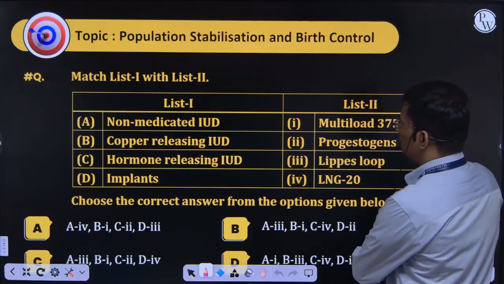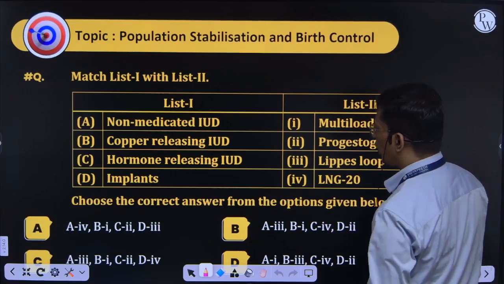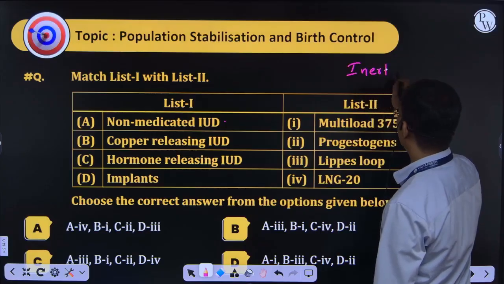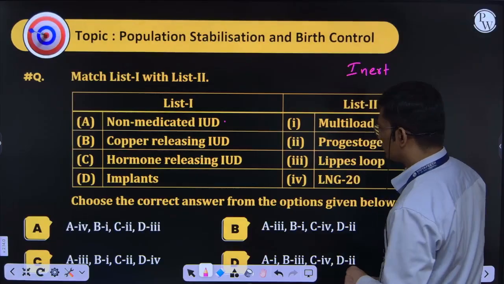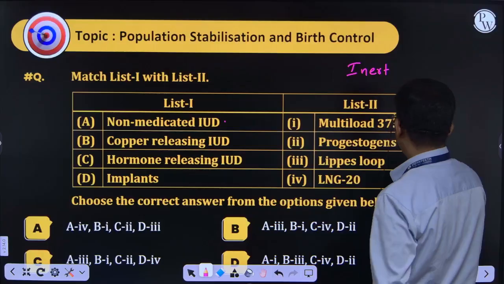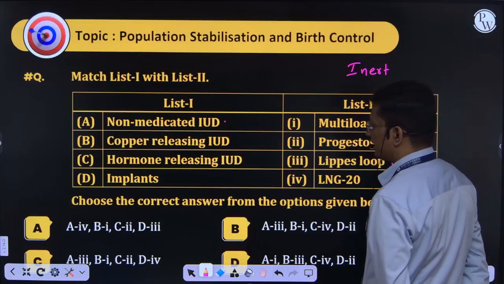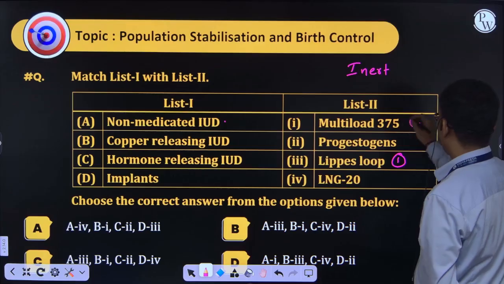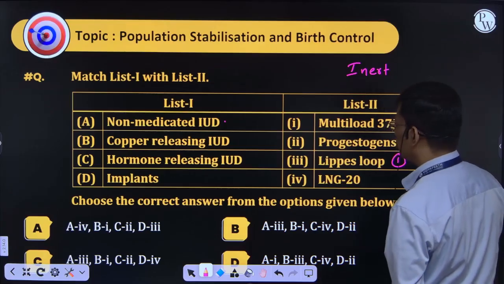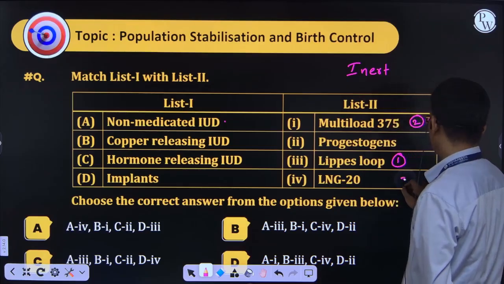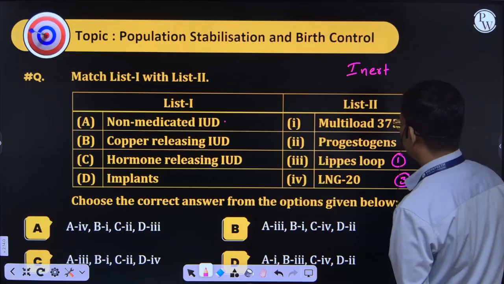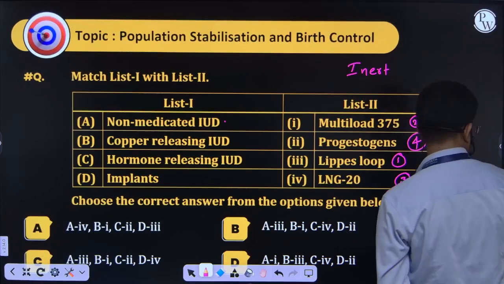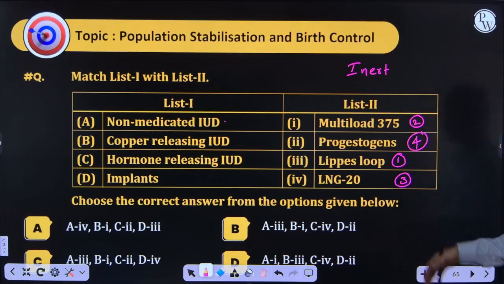Now related to birth control measures, non-medicated IUD. Non-medicated IUD we also call inert IUD. It will trigger the inflammatory response. Non-medicated IUD is Lippes loop. Copper releasing IUD, Multiload 375, is copper releasing. Hormone releasing IUD is LNG 20. Implants contain progestogen. Correct, so this is the correct one.